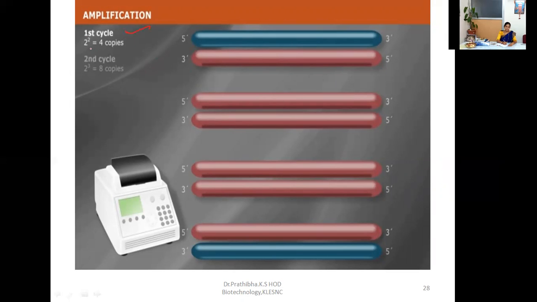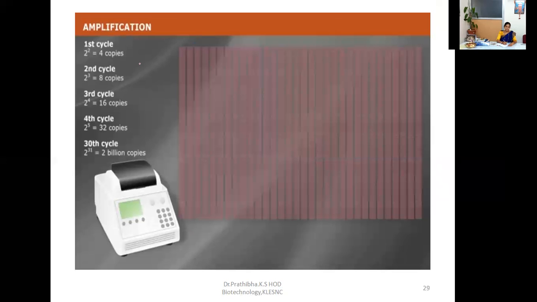First cycle, from the 2 strands, you are going to get the 4 copies. Then second cycle, you are going to get the 8 copies. Like that, amplification can be seen. So you can make a note of this one. First cycle, you'll get 4 copies. Second cycle, you'll get 8 copies. Third cycle, 16 copies. Fourth cycle, 32 copies. And if you perform the 30th cycle, you're going to get 2 billion copies.